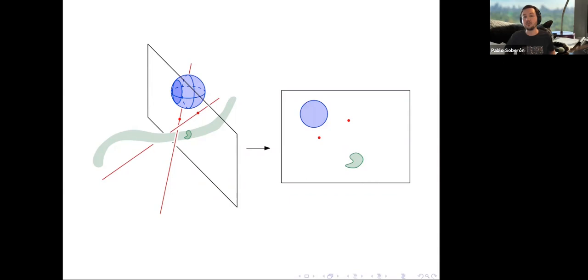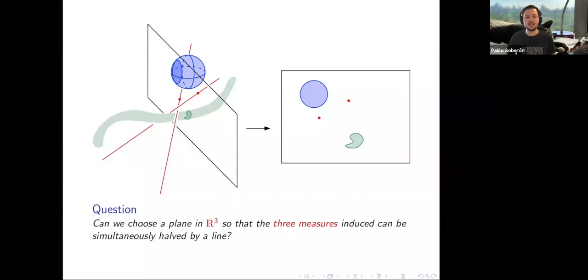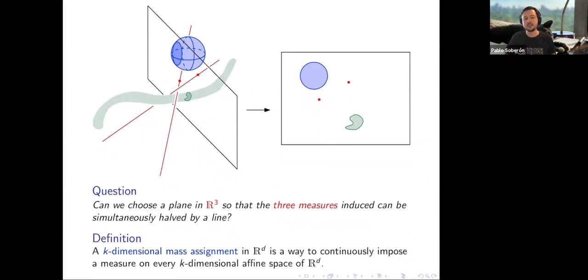And so this is basically a question that was started by Patrick Schnider. He was looking for a result about splitting families of lines in dimension three. And so if you look at it from the perspective of mass assignments, it translates to this, okay? And so the formal definition here, or the informal definition, is that a k-dimensional mass assignment in R^d is a way to impose continuously a measure on every k-dimensional affine subspace of R^d, okay?